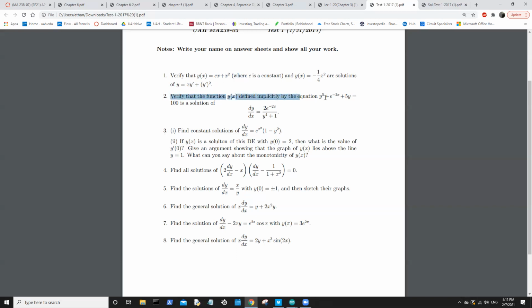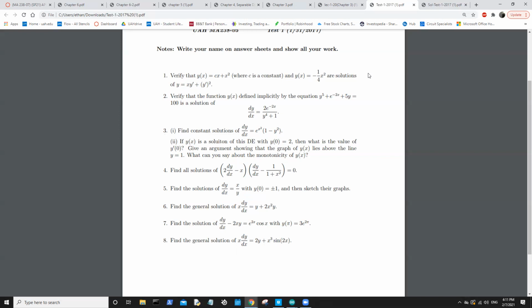This one's a little more interesting because we have to verify that this is defined implicitly by this. So when I saw this originally, I'm like, oh, this is a little confusing, but I think I get it now. Verify that the function y of x defined implicitly by the equation y to the 5th plus e to the negative 2x plus 5y is equal to 100 is the solution of the differential equation given below.